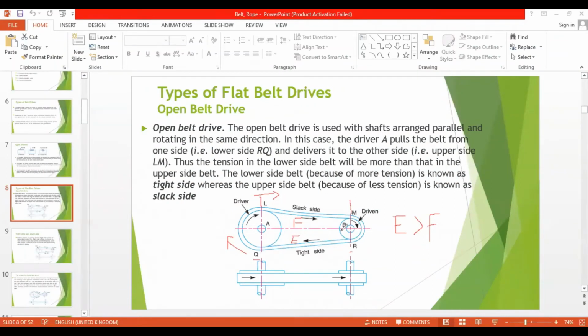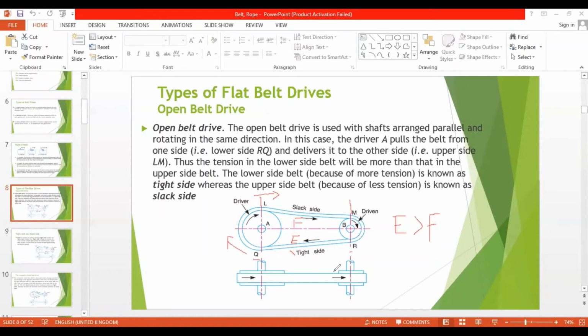The lower side belt, because of more tension, is known as the tight side, whereas the upper side belt is known as the slack side. So the top side is the slack side with less tension, and the bottom side is the tight side with high tension.